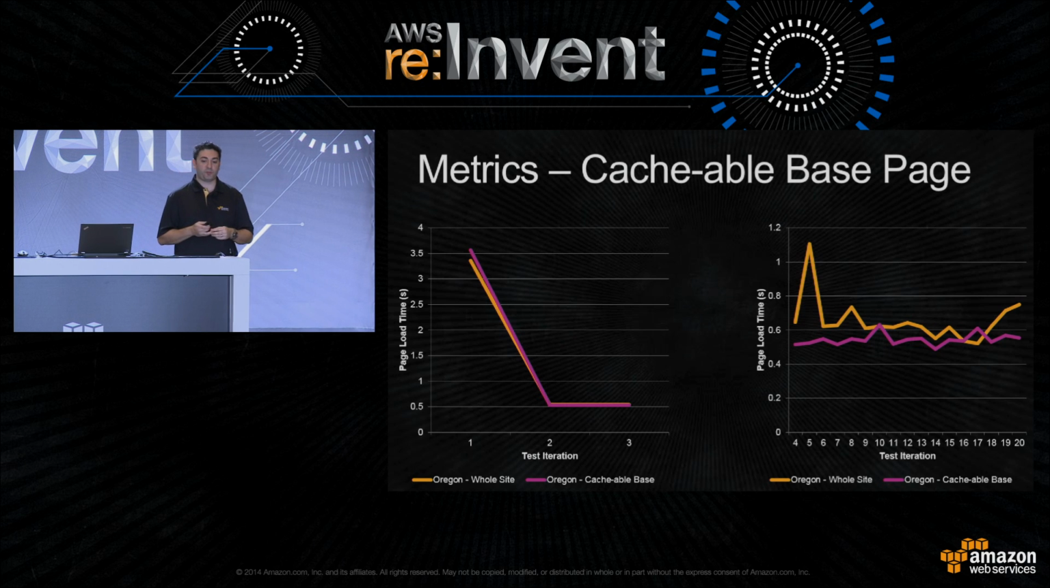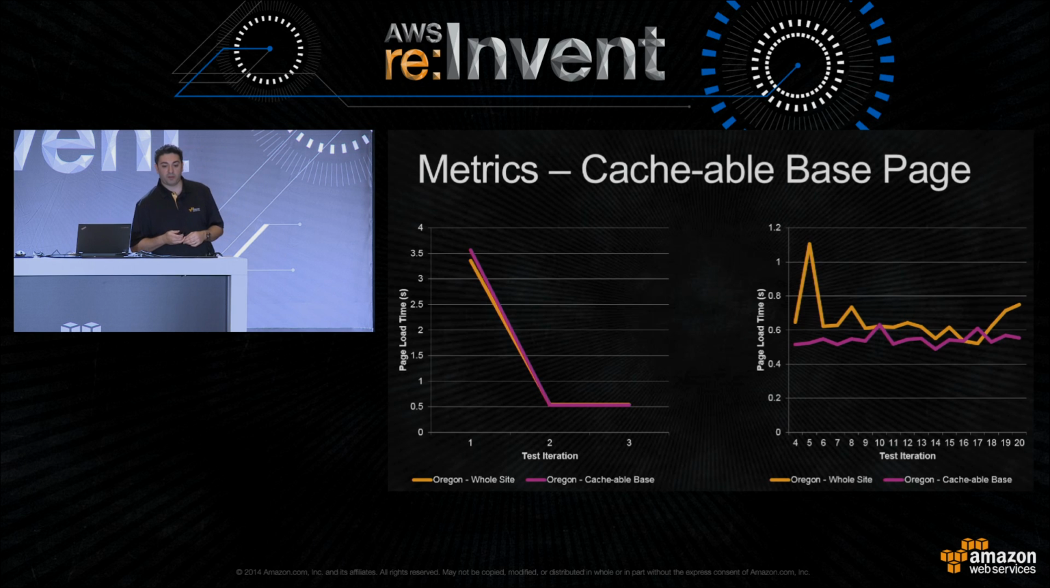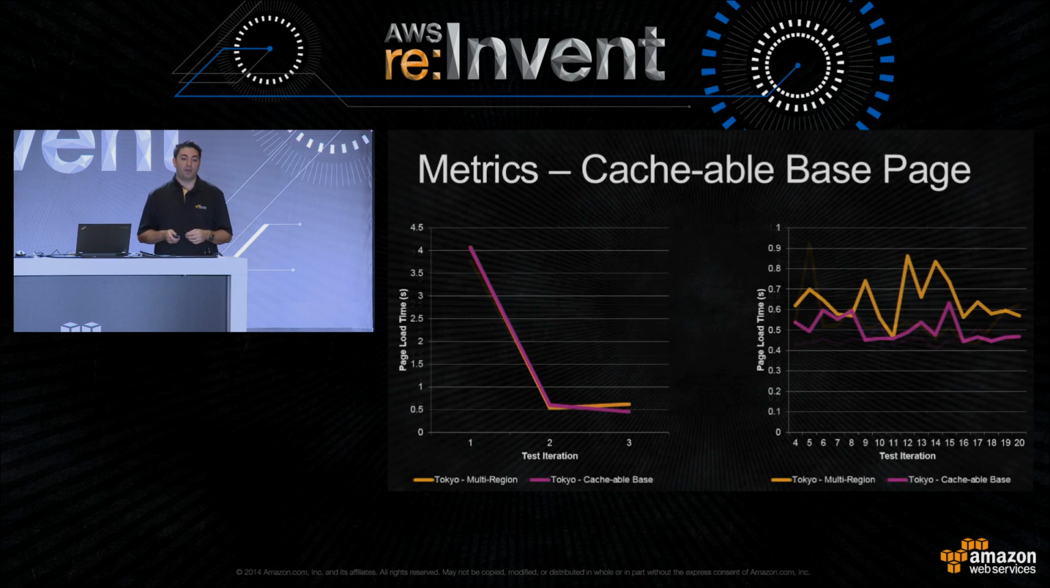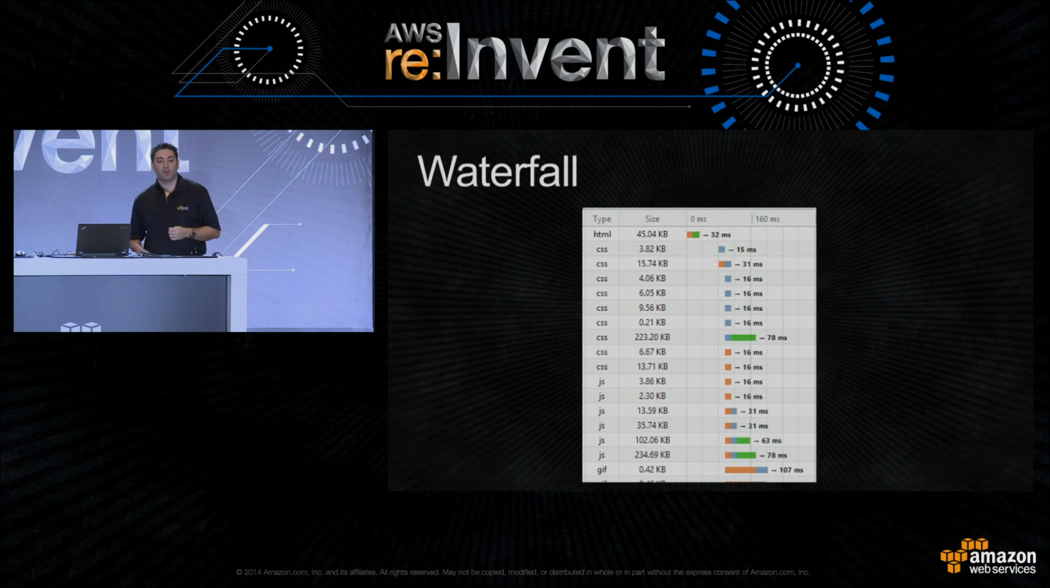But if we look at subsequent requests, we can see a decent improvement in performance, probably a little less than 100 milliseconds improvement in performance. If we look at Tokyo, same kind of pattern, right? No improvement on the left side, but decent improvement on the right. So why does this matter? Well, there's 108 objects to load. One object is the base page. That base page is blocking everything else, right?